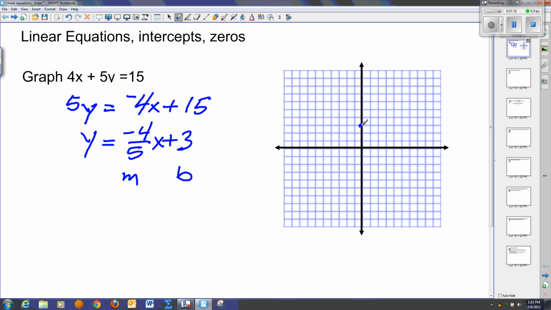Go up to 3, put a little dot there, and from there go down 4 and over 1, 2, 3, 4, 5. Put a dot there, and I can do it again if I wanted to. And basically draw a line connecting those dots. See how straight I can make it. Going in both directions. Okay, and there's a general sketch of that graph.